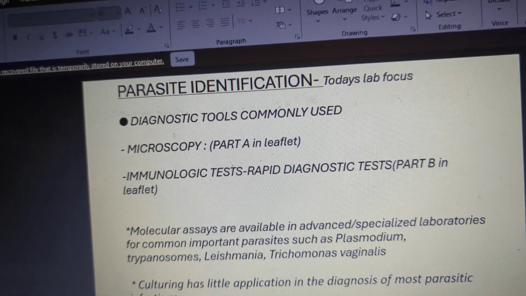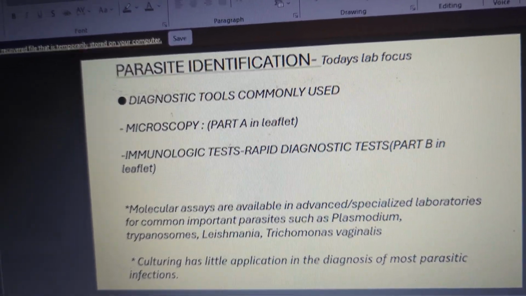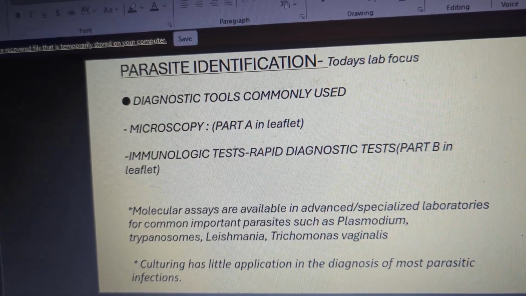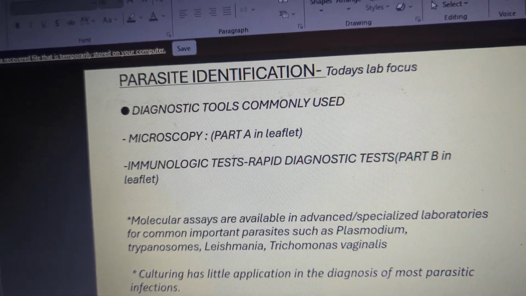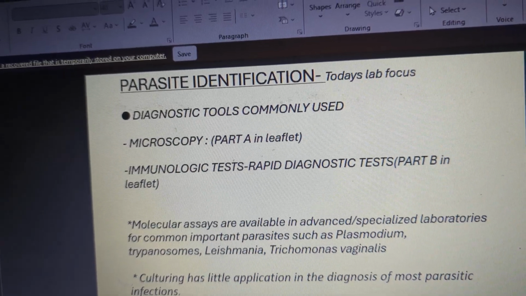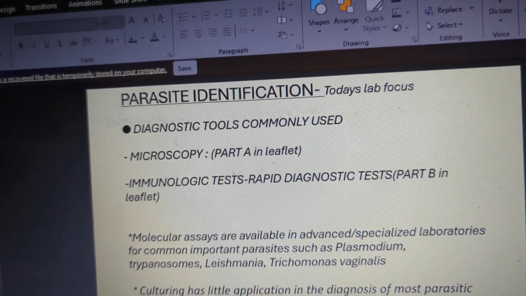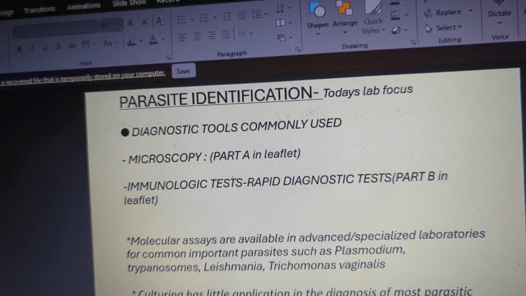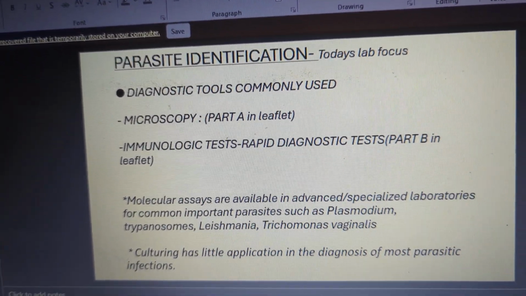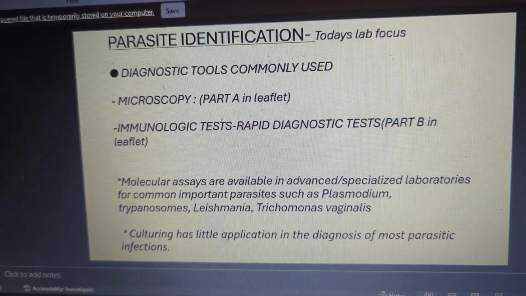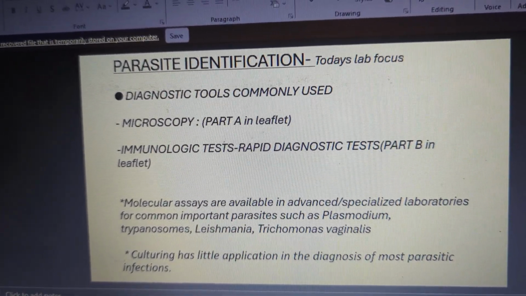So in our leaflet there, we have part A, our microscopy. Okay, and then part B, a brief introduction in the leaflet about immunologic tests. This is how we will break down our tasks as well, because basically, what you are doing in the session today is going to the microscopy stations.